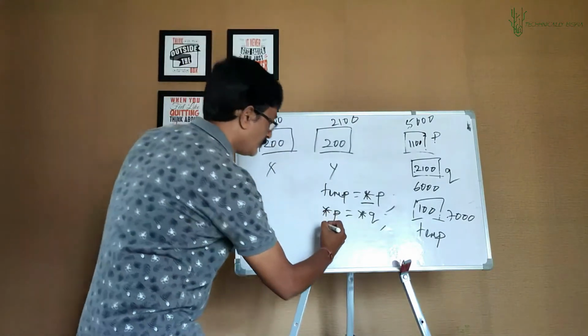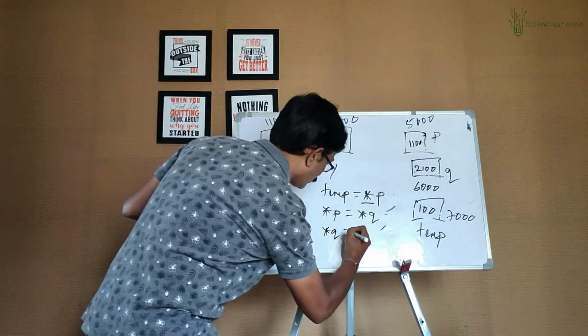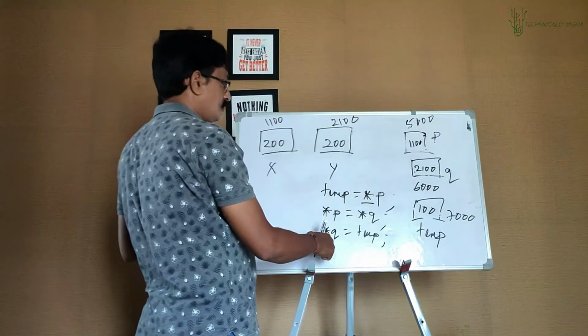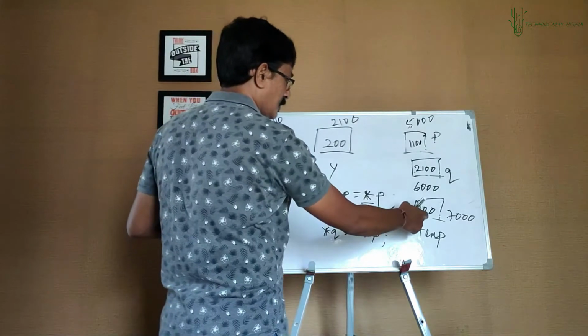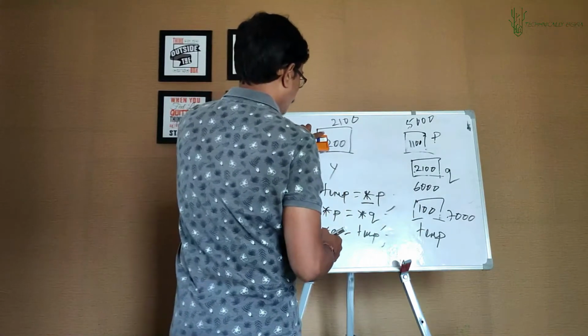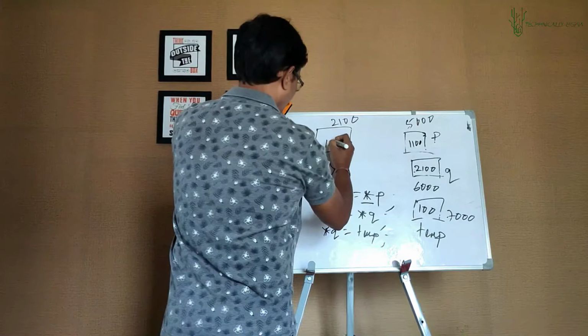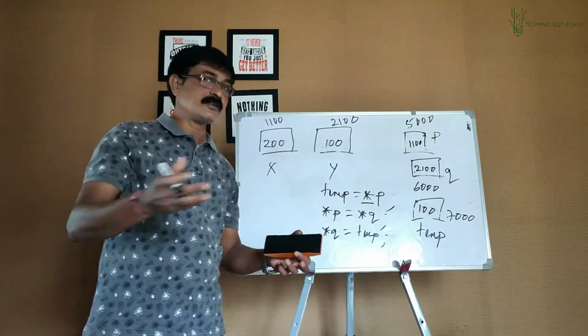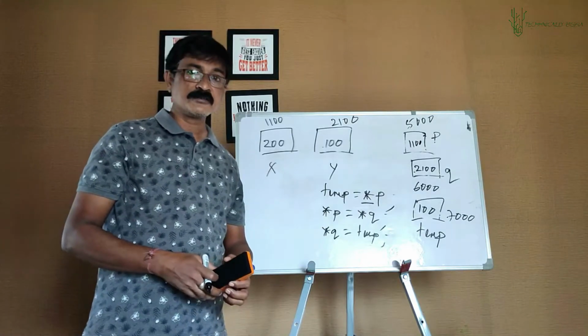And finally, you have asterisk q equal to temp. Value at 2100 will be equal to the value of temp. So this becomes 100. And the swapping is done. So that is call by reference, friends. This is how it happens.